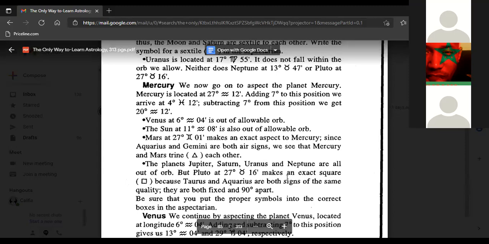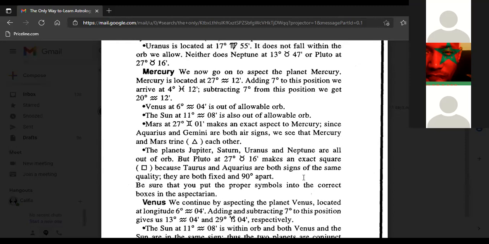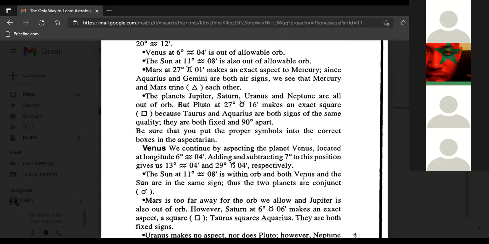Okay. Pluto makes an exact square because Taurus and Aquarius are both signs of the same quality. They are both fixed and 90 degrees apart. Be sure that you put the proper symbols into the correct boxes in the aspectarian.